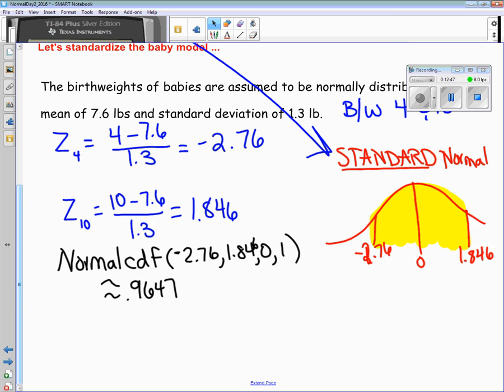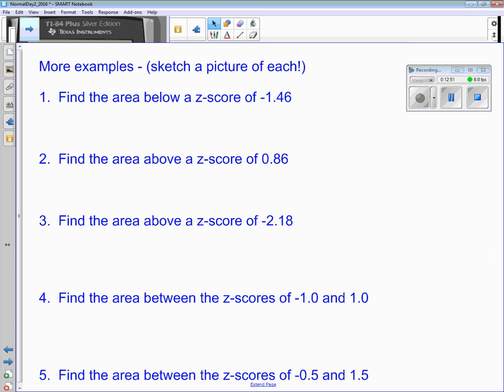I want us to look at some more problems when we're talking about z-scores. Okay, I think we'll just do the first 3. We're not going to do them all.